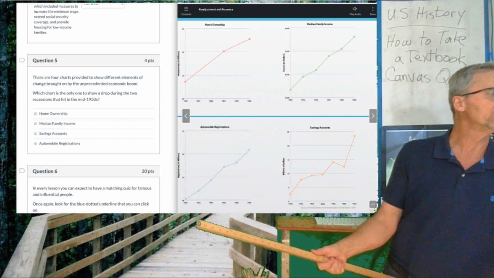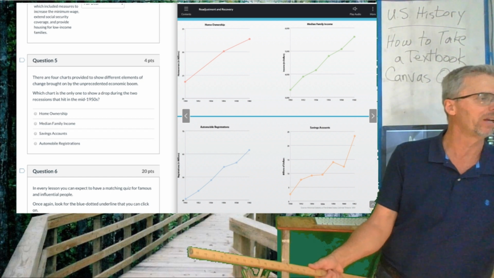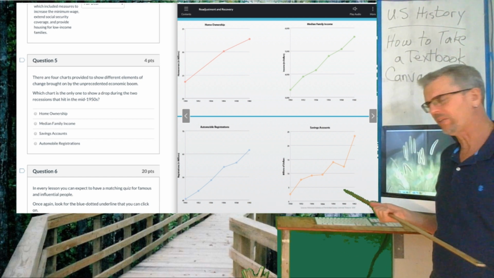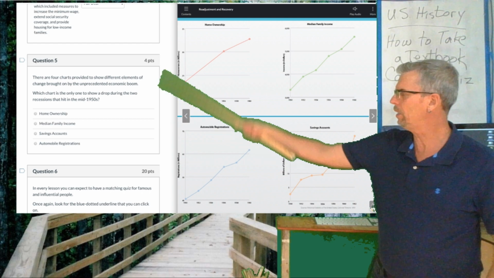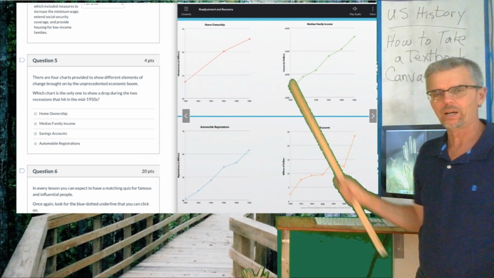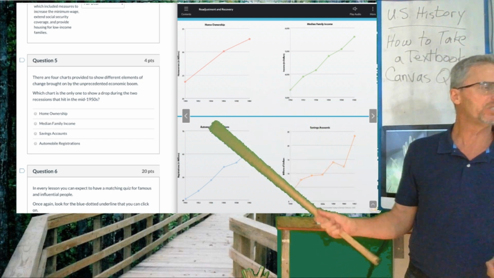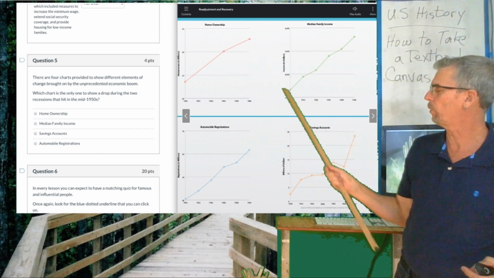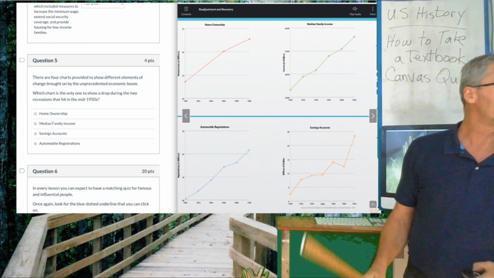And it says, which chart is the only one to show a drop during the 2 recessions that hit in the mid-1950s? Here's the dates across the bottom, and all of them are the same dates. That's the x-axis. The y-axis is the one that goes vertical, and it's specific to what the header for each of these charts is. So you've got 4 different charts with 4 different headers, so the y-axis matches whatever is at the top here.